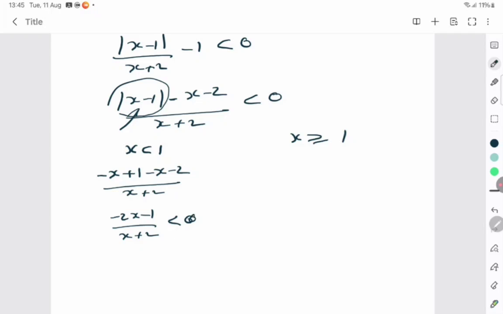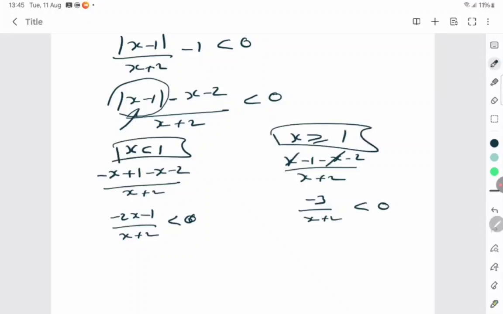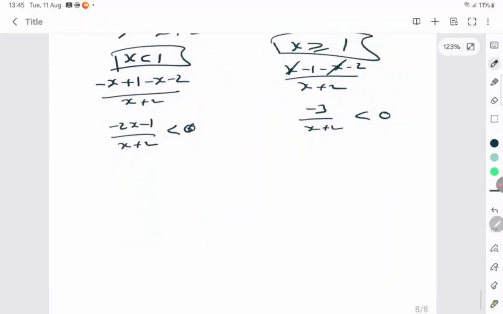Let's look at this. In x is greater than or equal to 1, it will be x minus 1 minus x minus 2, where x and x is getting cancelled. I am getting minus 3 by x plus 2 is less than 0. So this is based on this precondition. I am redefining the mod and writing the answer. Now this I'll put the critical points, decide positives and negatives.